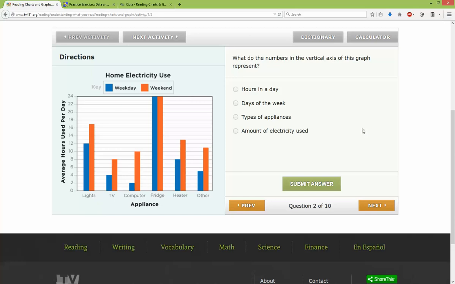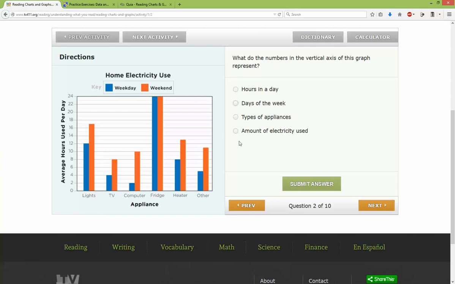I don't know if I like any of these answer choices. Wait, what are the numbers in the vertical axis? Yeah, so you got 0, 2, 4, 6, 8, 10, 12, 14, 16, 18, 20, 22, 24. It's hours. It's the first one. Hours in a day? That's all they want to know. 24 hours in a day, yeah.